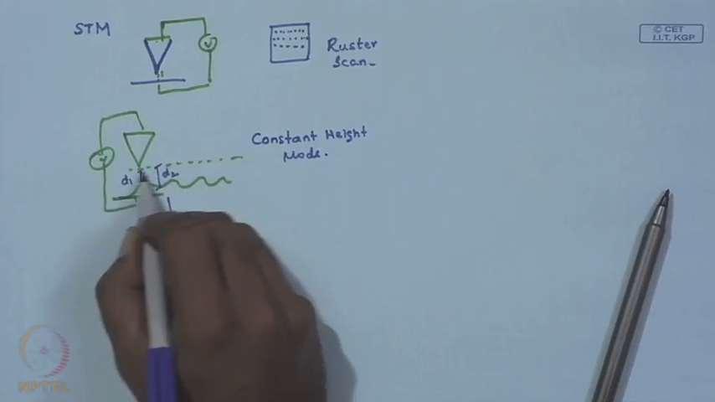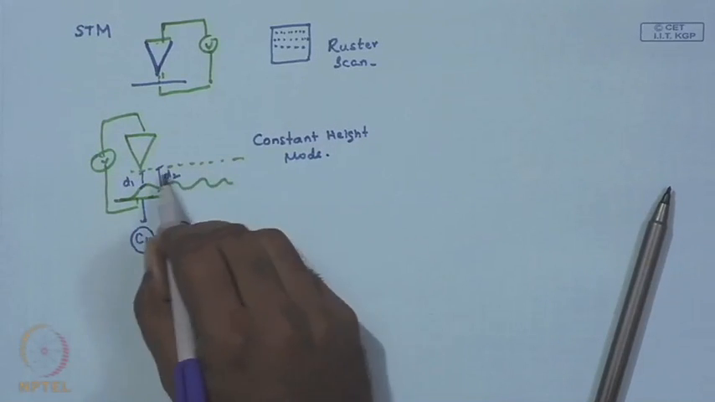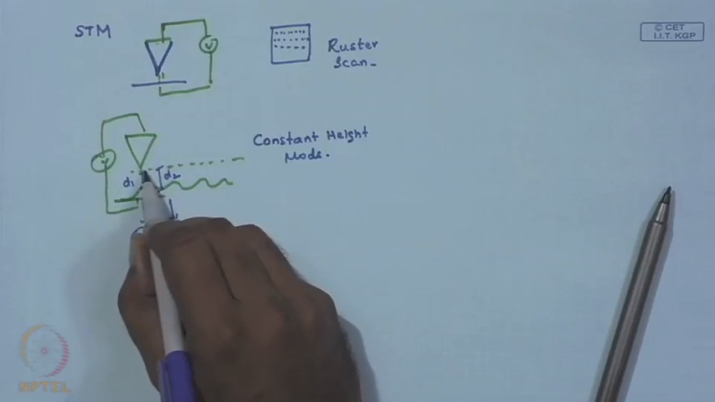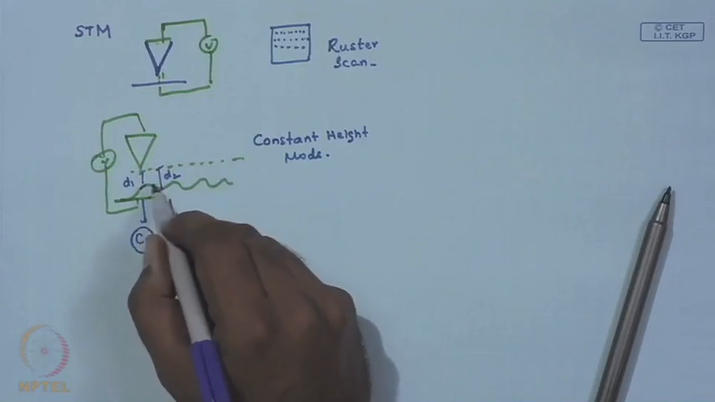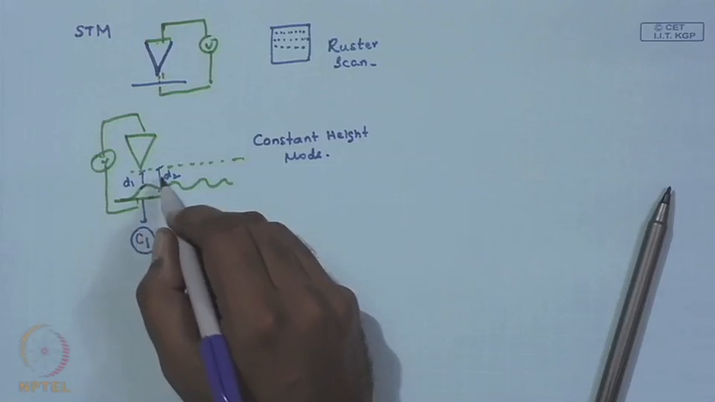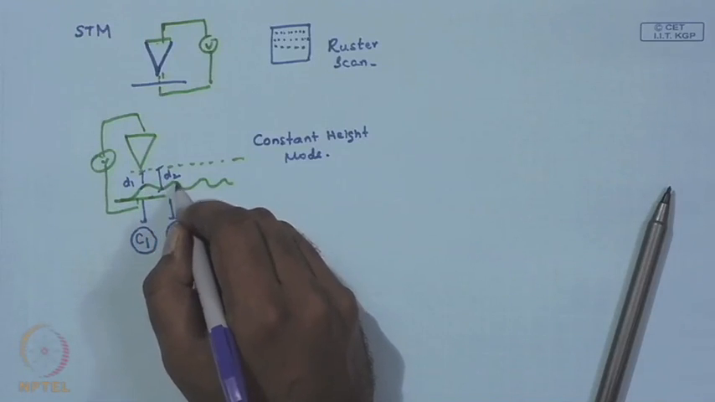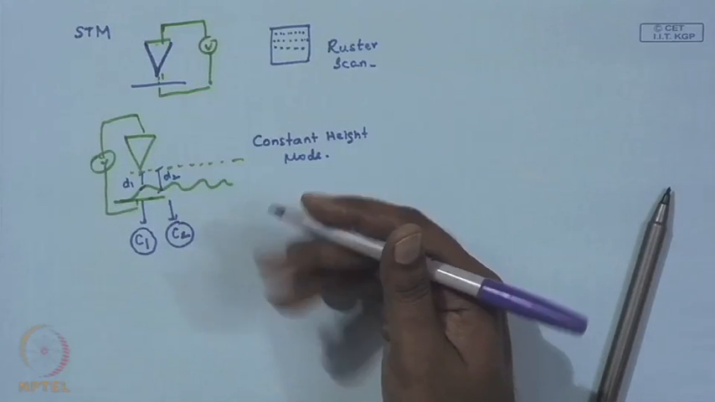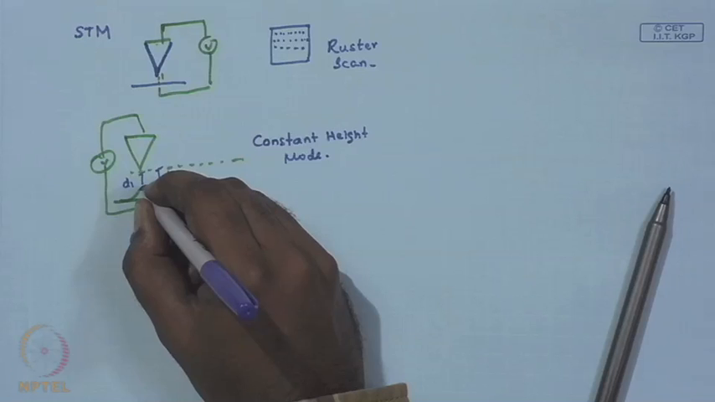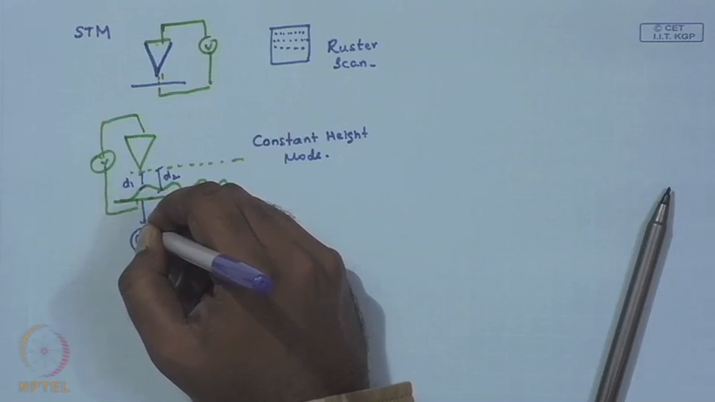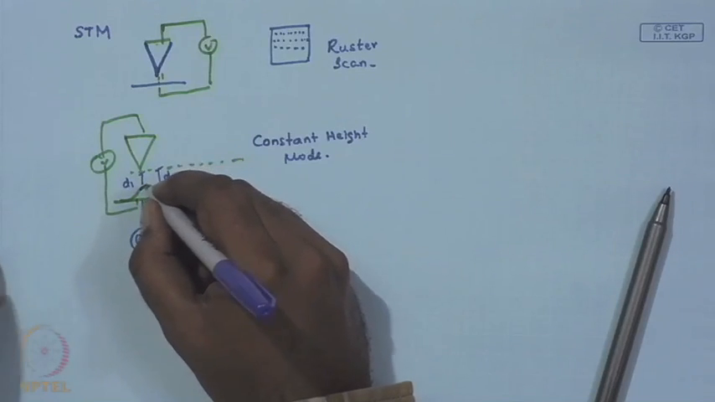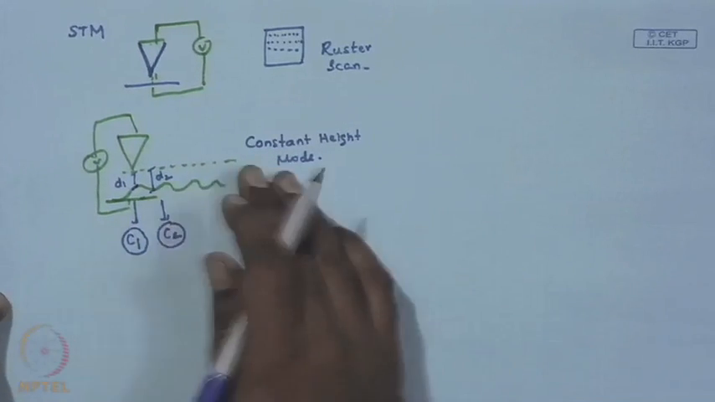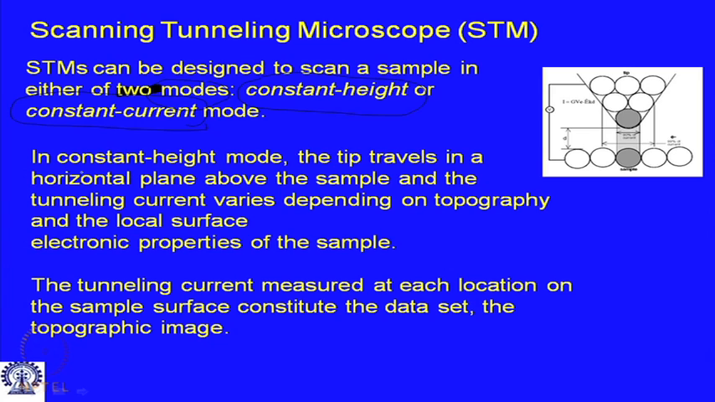So, you maintain a constant height and go on scanning the surface or raster the surface, and as the tip at a fixed height encounters the undulations, you keep track of the change in the magnitude of the tunneling current, and from that you try to reconstruct the surface, understanding the fact that if the magnitude of the tunneling current is higher, then the surface was closer to the tip. If it is lower, then the surface was further away from the tip, and so you can reconstruct the surface. So, this is constant height mode.